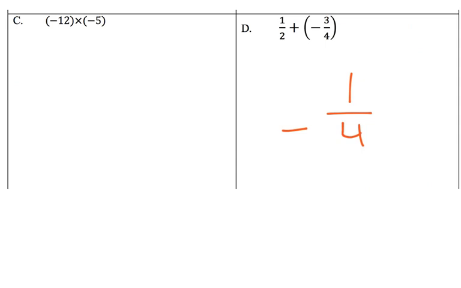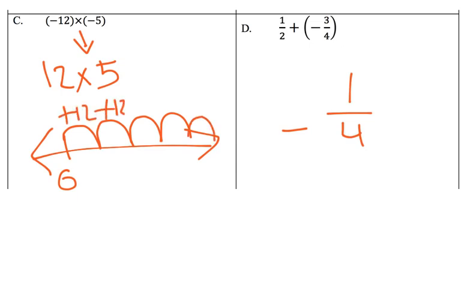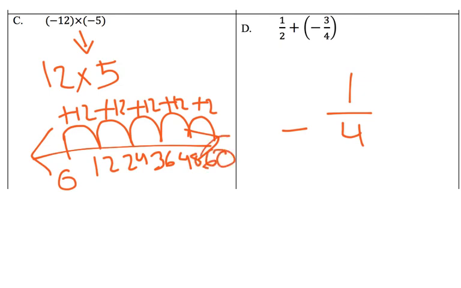For letter C, we're going to also rewrite the problem to 12 times 5. And then we could show that on an open number line, 0, and then add 12 5 times, plus 12, plus 12, keep adding 12, and then you get 60.